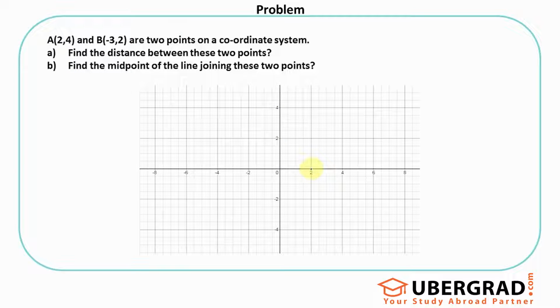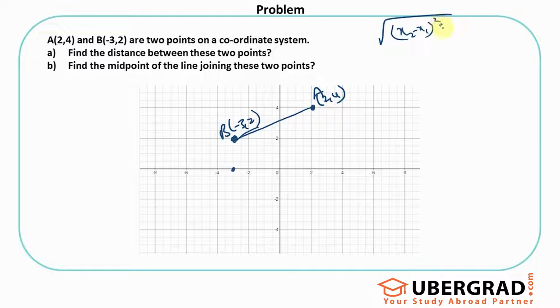A is 2, 4, so x is 2 and y is 4. So this is the A. What about B? Minus 3, 2. Right, this is the point B. So what is the distance between this line, right? Between the points A and B, or the length of the line AB. So what is the distance formula? Square root of x2 minus x1 whole square plus y2 minus y1 whole square.